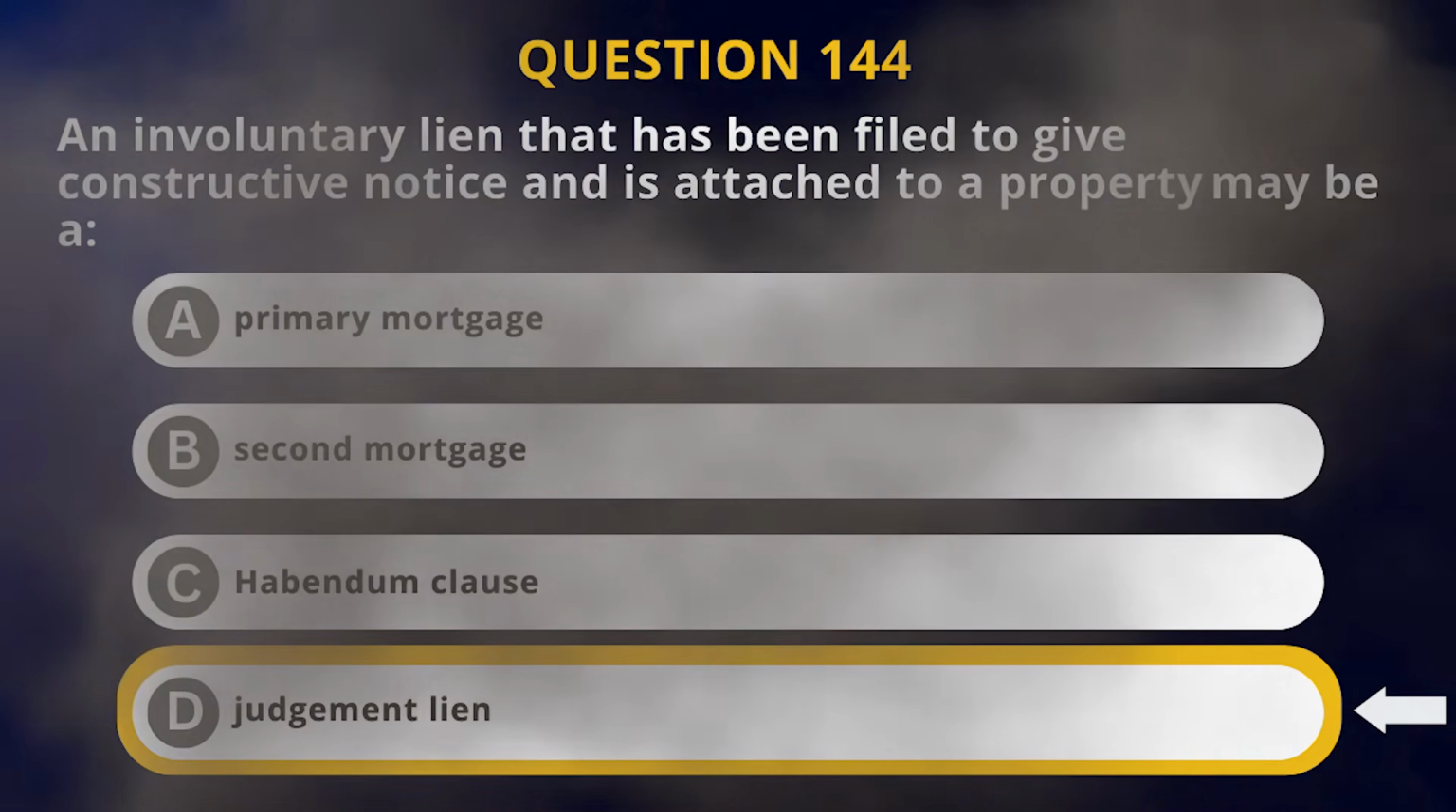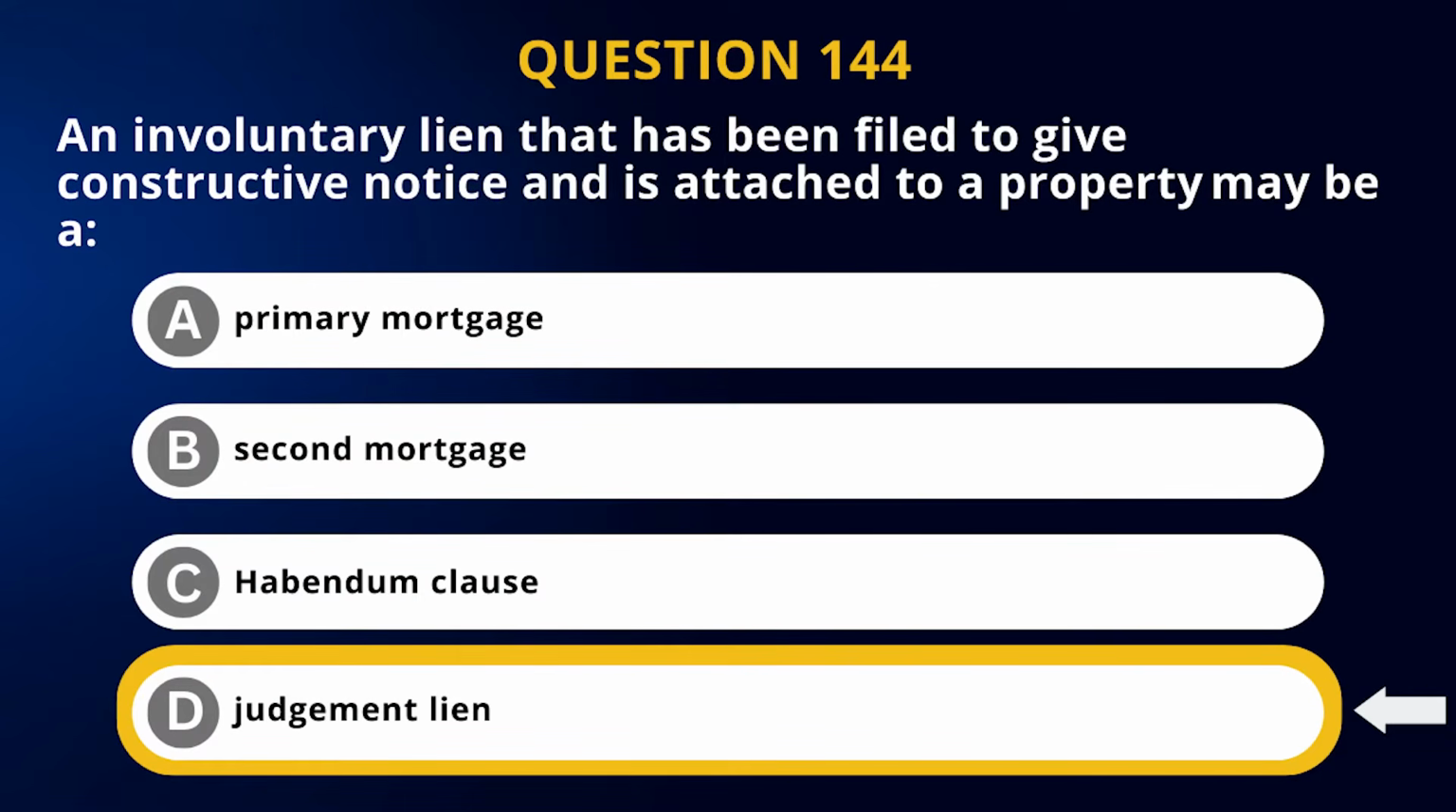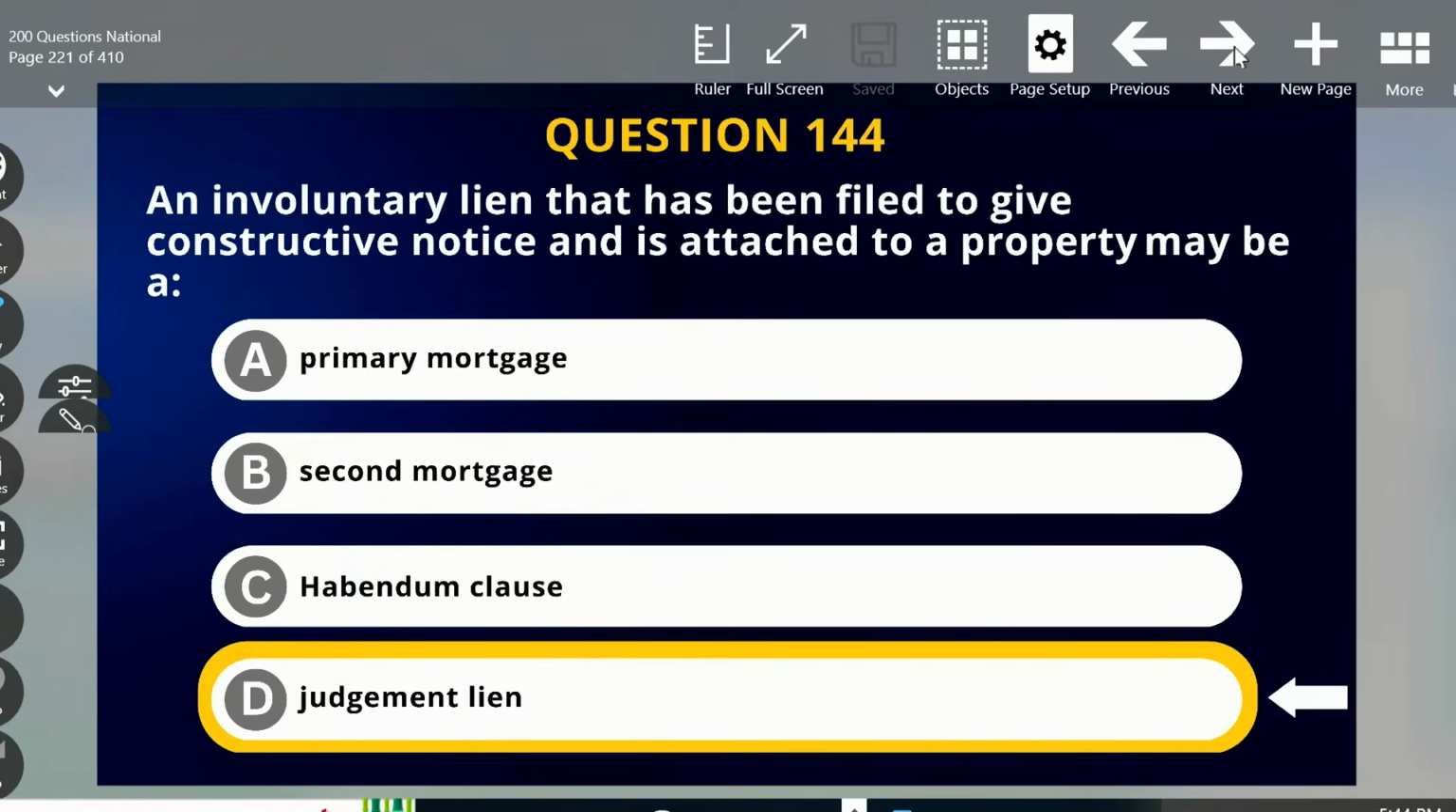Okay, so primary mortgage and secondary mortgage, those are just mortgages, right? So they kind of threw you off a little bit here, maybe primary mortgage market, secondary mortgage market, like you were thinking along those lines. Habendum clause is a clause inside of a deed or a contract, the to have and to hold clause. So that is not an involuntary lien. And the only involuntary lien that's listed here out of A, B, C, and D is a judgment lien. Remember, a judgment is a court decree. A court decree is an involuntary lien.